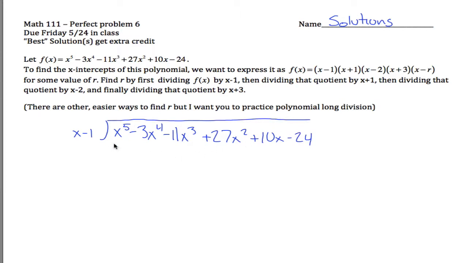The way you do this is we want to first get rid of this x to the 5th. We're going to work from the left to the right. So to get rid of this x to the 5th, we need an x to the 4th up here because x to the 4th times x is x to the 5th. x to the 4th times negative 1 is negative x to the 4th. And now, just like I do with regular long division, I'm going to subtract. Negative 3x to the 4th minus negative x to the 4th is the same as negative 3x to the 4th plus x to the 4th, which is negative 2x to the 4th.